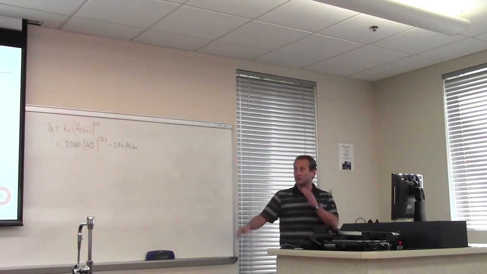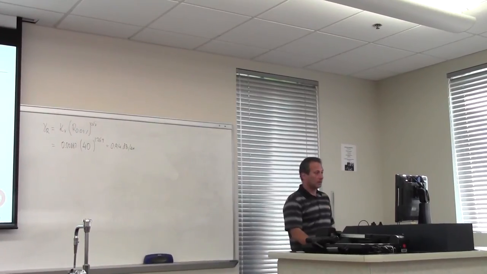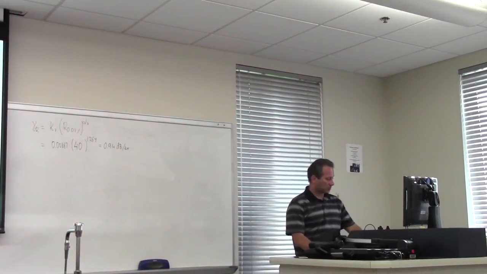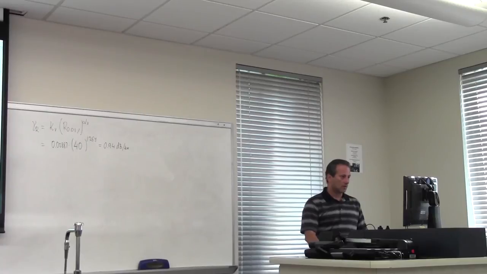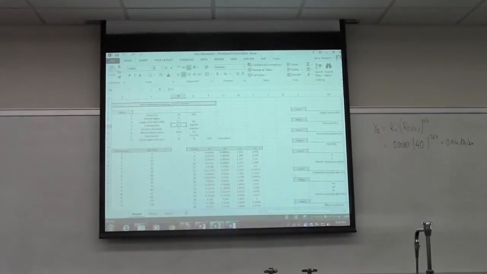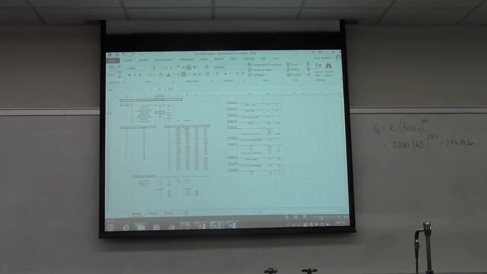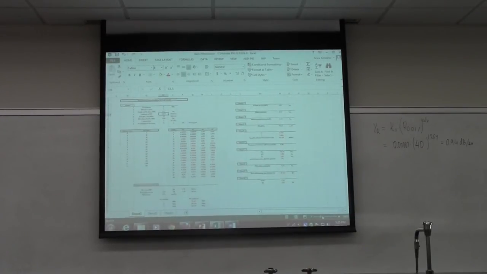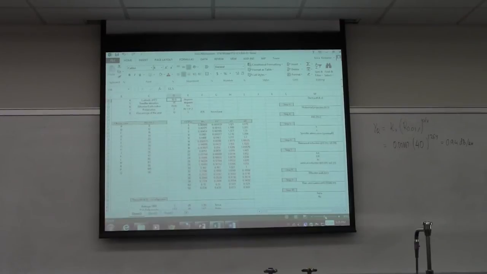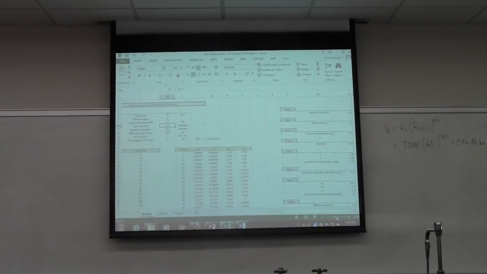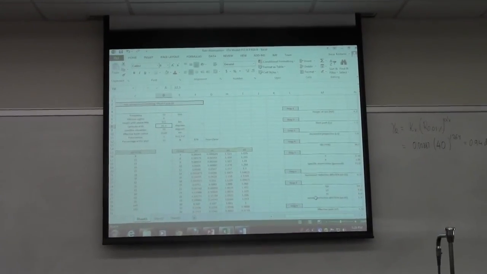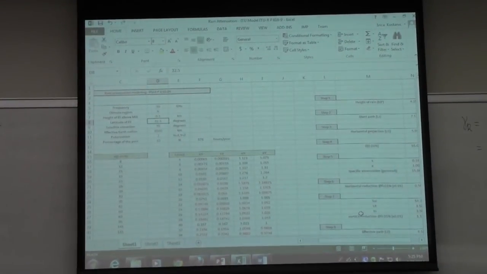This is spelled out in your book as well, and I also did some work some time ago where I actually had to code all of this. This is also posted for you to do the problems, and it implements this whole procedure. So the way the spreadsheet works, here are your inputs.